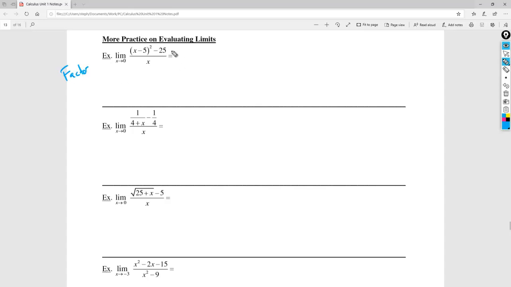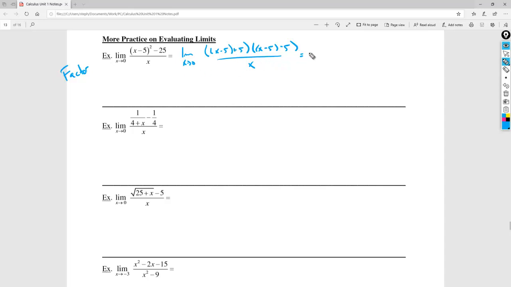I see that I have a difference of 2 squares. Okay, I know that this is a group, but I still have a difference of 2 squares, so I can factor this. So I have the limit as x approaches 0 of (x minus 5 plus 5) times (x minus 5 minus 5) divided by x. Okay, so looks like some things will cancel.